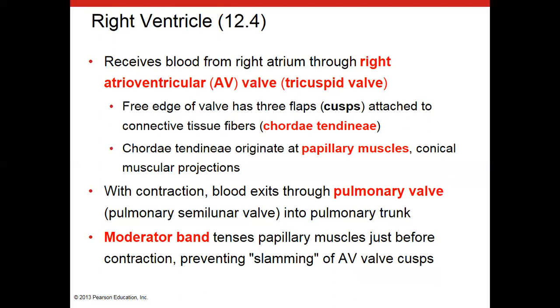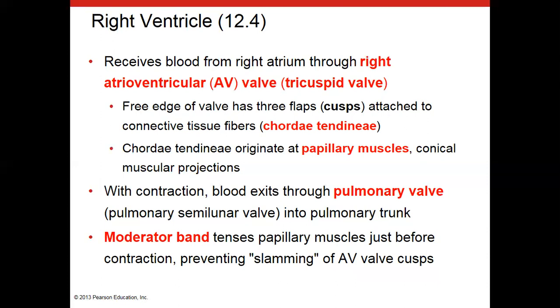When the ventricle contracts, blood exits the right ventricle through the pulmonary valve. It's also called the pulmonary semilunar valve because the cusps of the valves are shaped like partial moons, half moons, semilunar. And then blood flows through that valve into the pulmonary trunk.